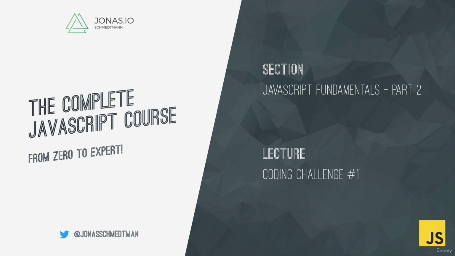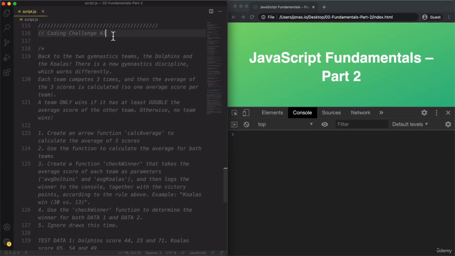Welcome to the first coding challenge of this section. And as you can imagine, this one is going to be all about functions. And we're back to the two gymnastic teams from the previous section, the dolphins and the koalas. And now there is a new gymnastics discipline which works in a bit different way. So now in this new discipline, each team competes 3 times, and then the average of the 3 scores is calculated. So each team will get 1 average score.